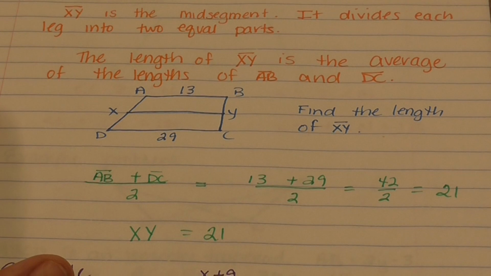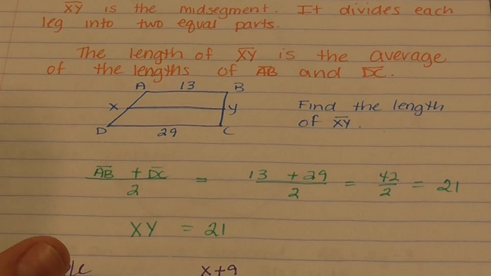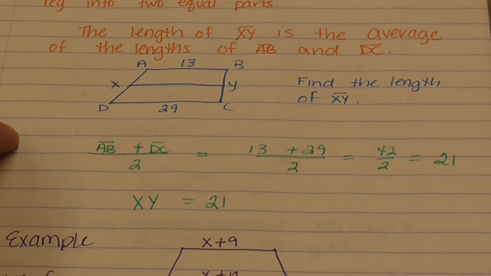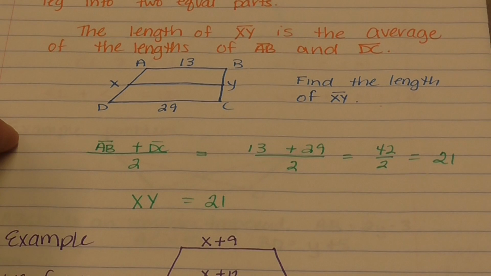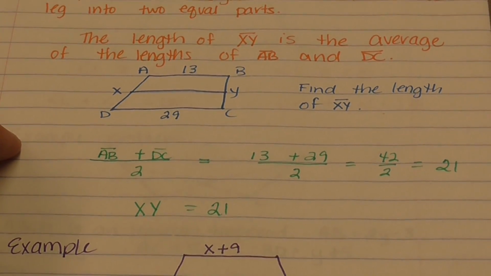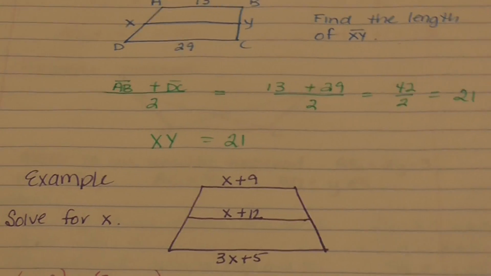So if I know that AB is 13 and that DC is 29, I can average those two together by adding them, 13 plus 29, and dividing by 2. And that is 42 over 2, which is 21. So the length of XY is 21.